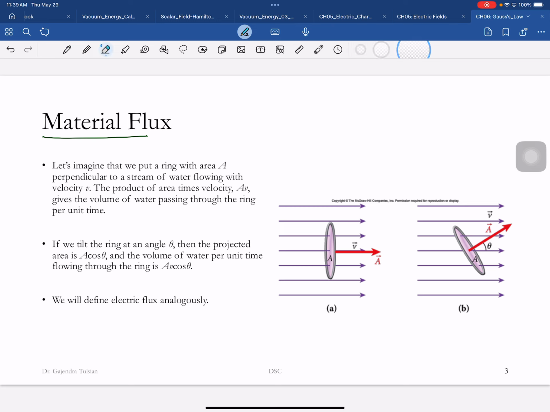So first we'll start off with material flux, okay? So imagine this is a river, and this is the velocity field. What do you think that's telling you? It's velocity at any point. So yeah, that's telling you the velocity of the water at any point, and you can see from the direction, the water is flowing at 10 meters per second at every point in the river. Okay?